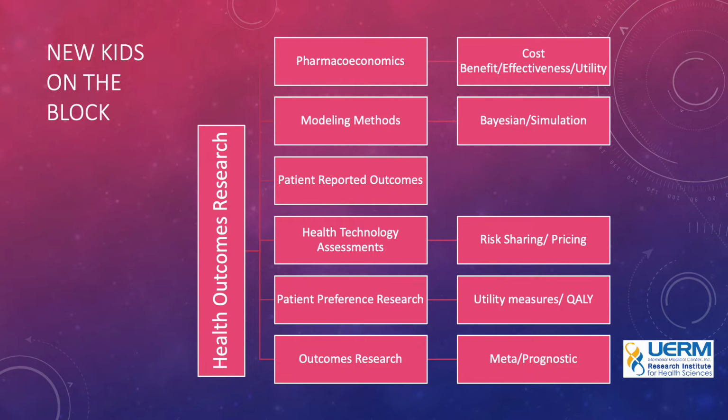Under modeling methods, we have Bayesian or simulation research. Bayesian research empowers decision makers to discover what most likely works by putting new research findings in the context of an existing evidence base. Next we have patient-reported outcomes, and a form of this would be your pharmacovigilance reporting.